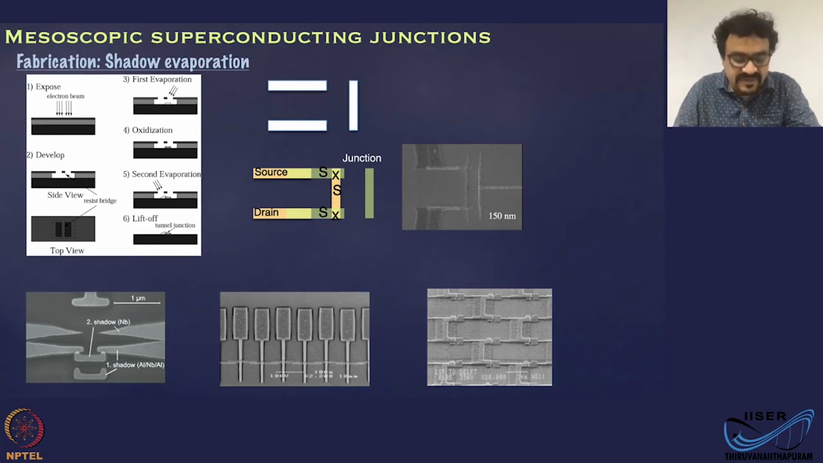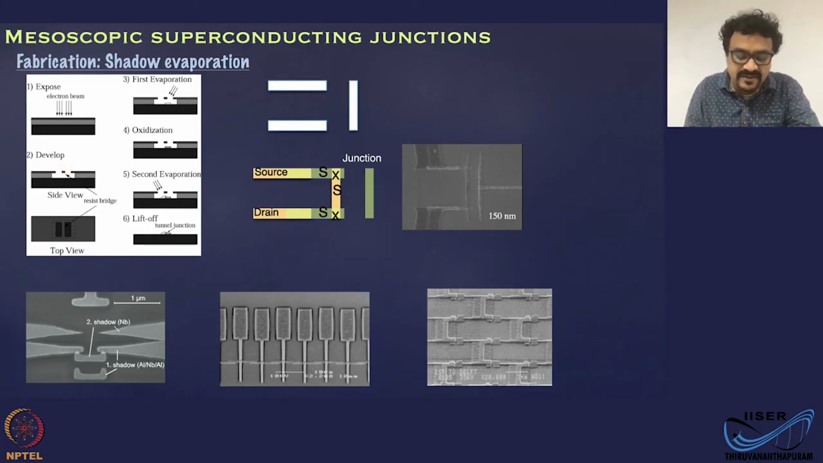The lithography process involves coating the substrate with electron beam sensitive polymers. We call it electron beam resist. Once the resist is exposed to the electron beam, it will undergo a chemical change and you can develop it and get a pattern, whatever pattern you have drawn.